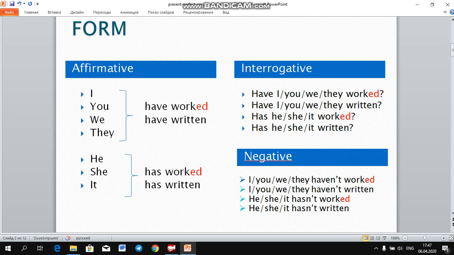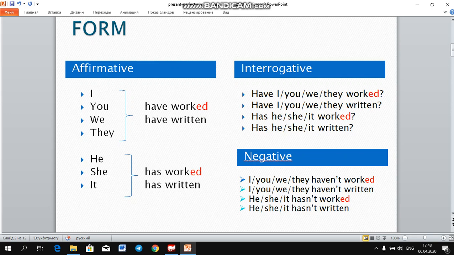Now, the interrogative sentence. All of you know that the verb to have is one of the auxiliary verbs. That's why it makes the interrogative form of the sentence itself. For example, has she worked? Has he written? Have you worked? Have they written?